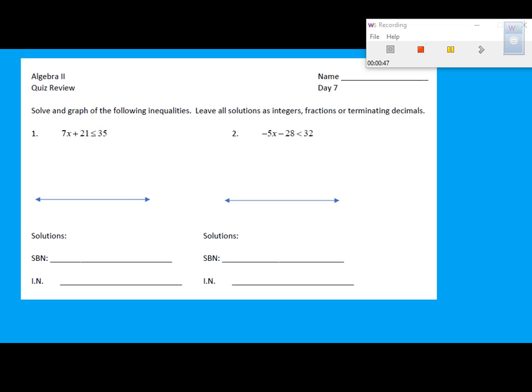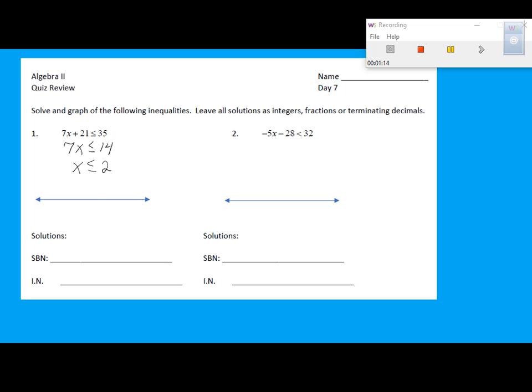My first one says 7x plus 21 is less than or equal to 35. Remember, we need to get the x on one side by itself. Since it's an inequality, we need a number line. So I'm going to subtract 21 from both sides and get 14. Then I'm going to divide both sides by 7 and get x is less than or equal to 2.